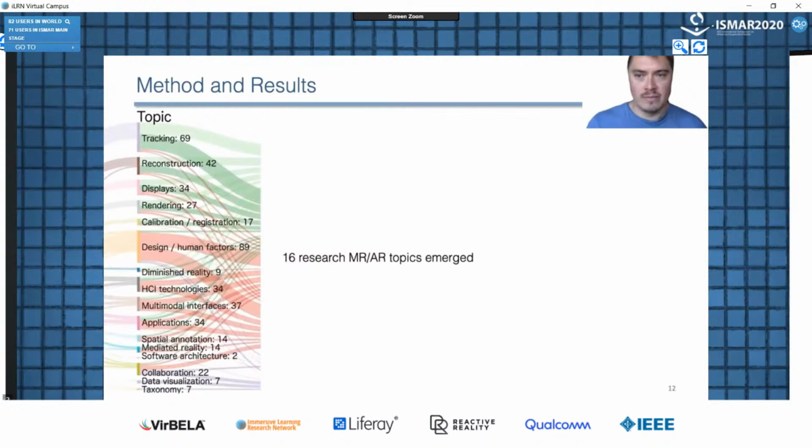For each paper, we identified a main research topic. In the end, we collected 16 different topics. Although multiple topics might overlap, we think that our classification can help identify new emergent topics.